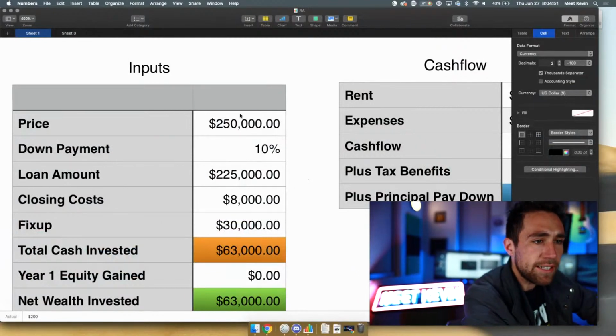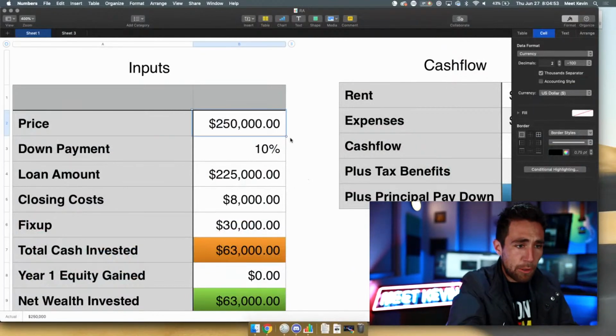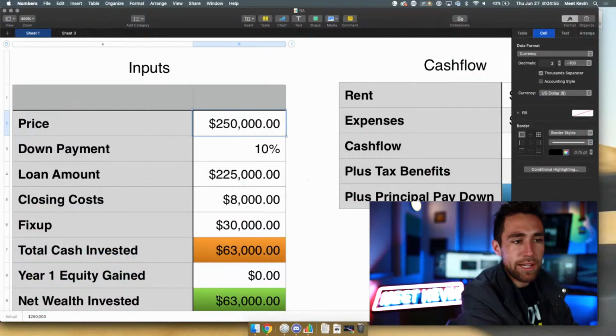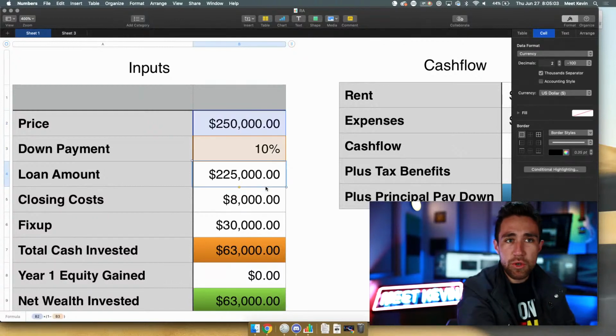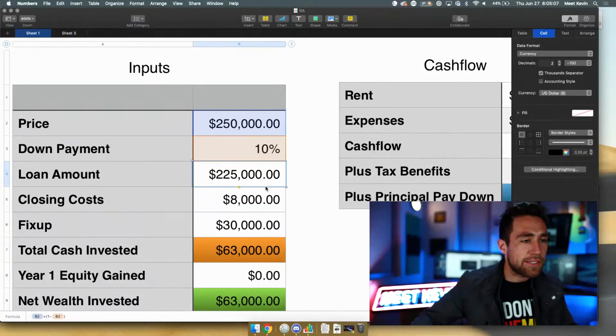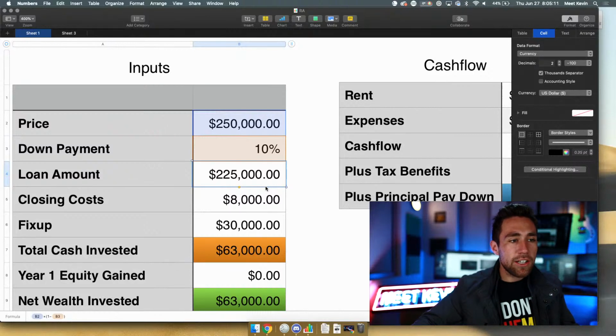Let's say you've got a $250,000 purchase price. Ignore this green part about net wealth invested. That's part of one complicated part, and it's not needed for this example. You're going to put 10% down. That means you have a loan amount of 225. We should all know that. We've watched the lectures on how to calculate loan amounts. It's obviously just a $25,000 down payment. Let's say your closing costs are $8,000 and you're going to spend 30 grand in fix up.